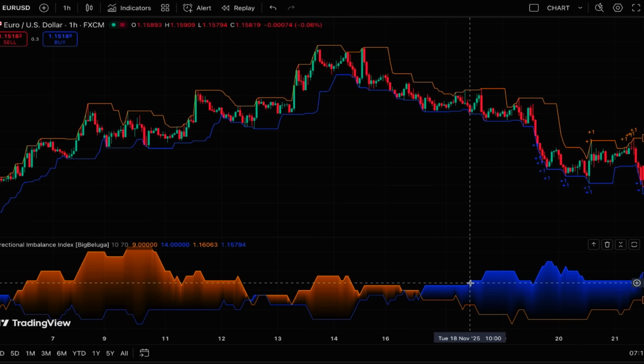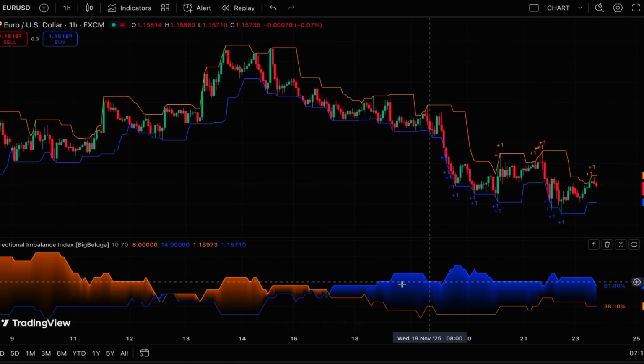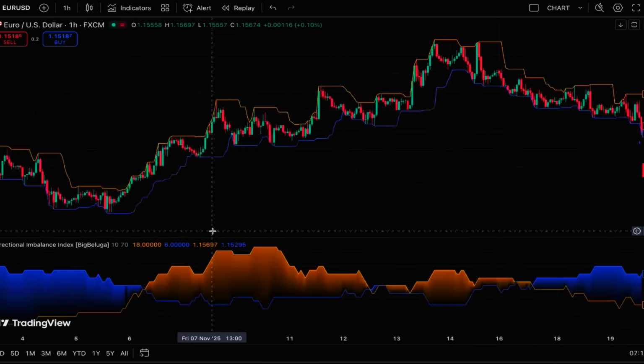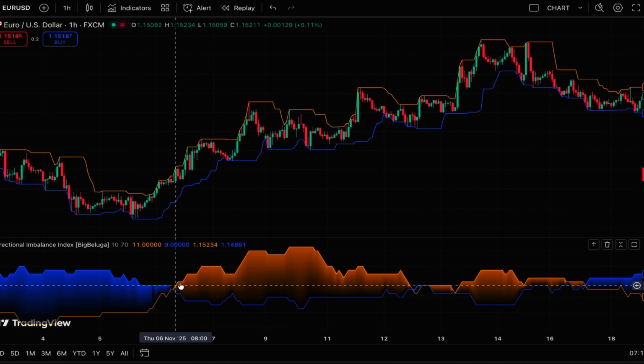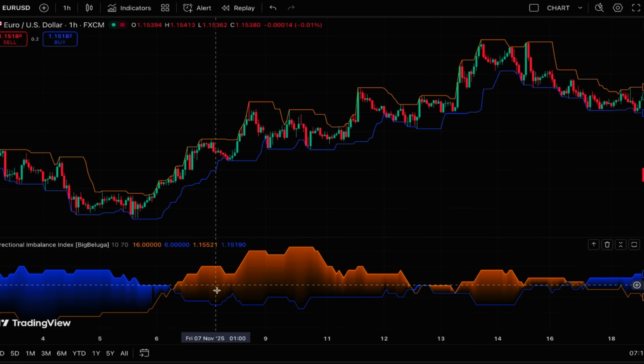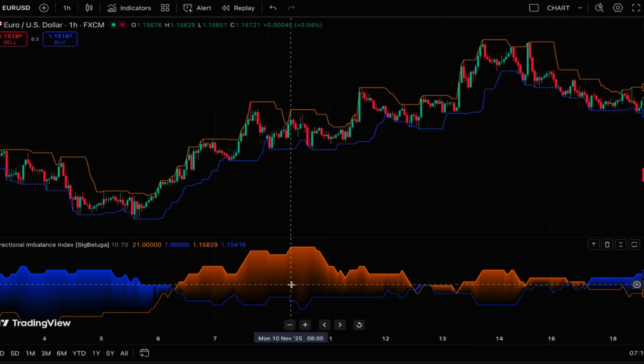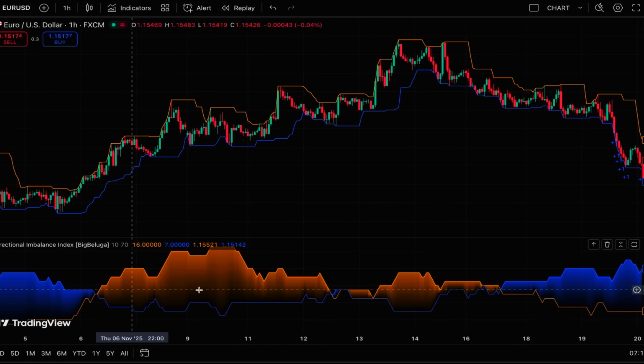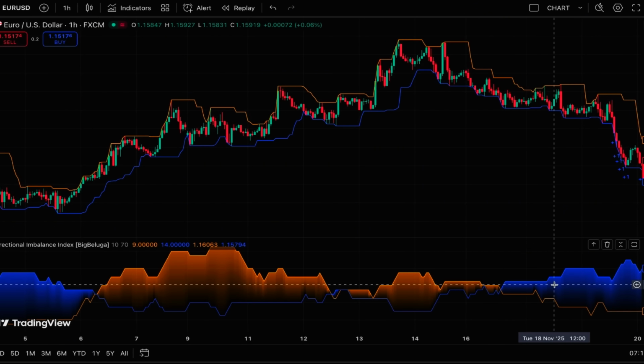From this point that the blue line goes above the orange line, which actually shows the dominance of the sellers, the area between the lines becomes blue, and from the point that the orange line goes above the blue line, which actually shows the dominance of the buyers, the area between them becomes orange. So the coloring of this area can help you quickly and easily discover who is dominant in the market.